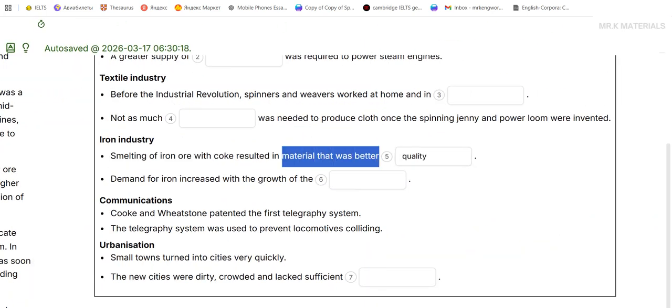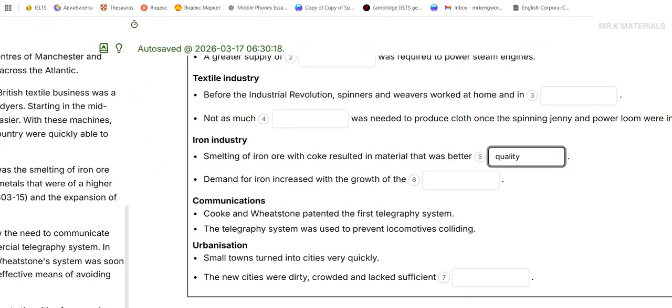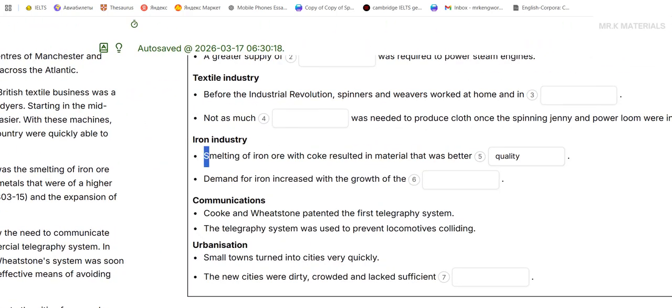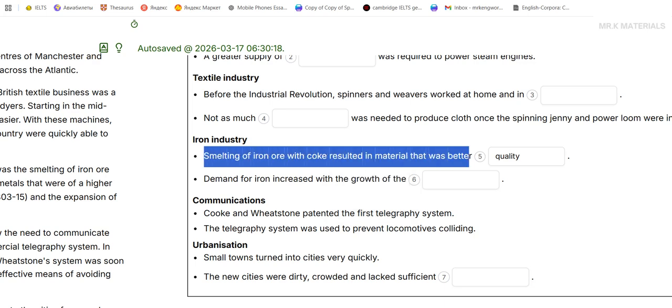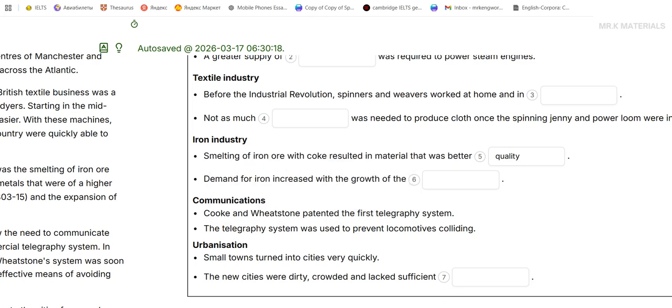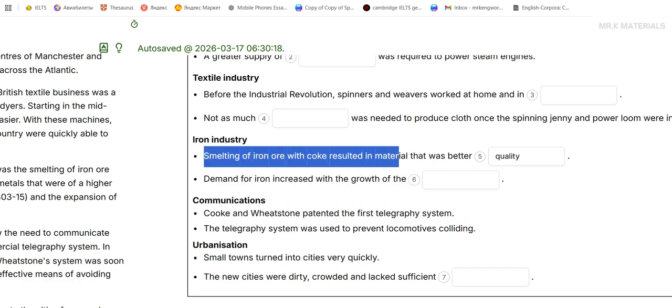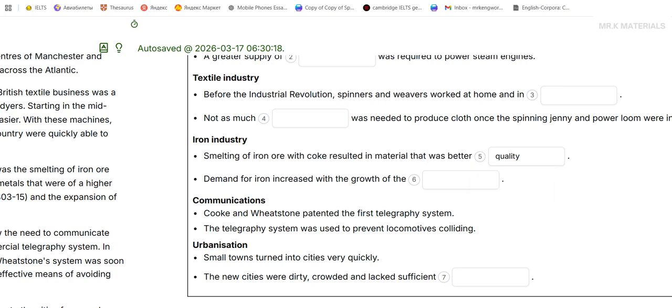Material that was better quality. It makes sense, it is logical, and it's fully connected with every single part. It is the result of this. It's fully specific. The written sentence fits every part, not just half, not just one word. So make sure it fits not only one word or one part, it fits the whole meaning. That's why we first read the question and understood the meaning.